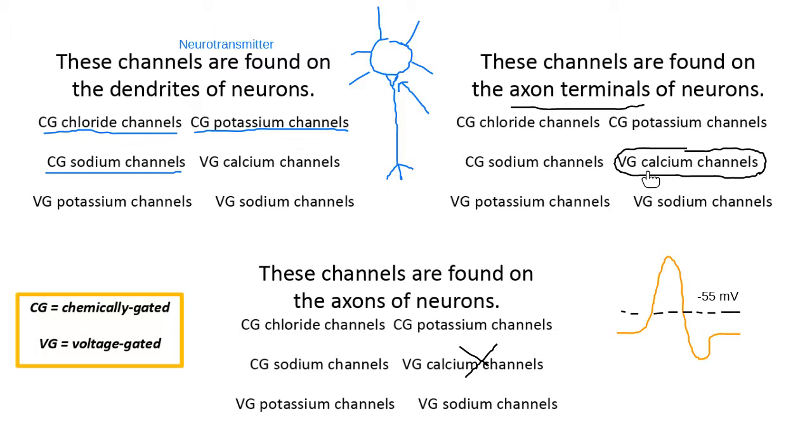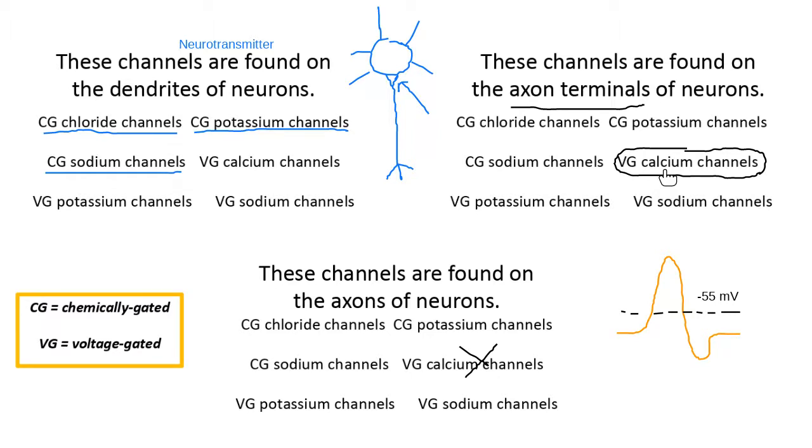So here's a wink, wink, nudge, nudge when we're working on the homework assignment. Don't tell me that the axons have voltage-gated calcium channels, because they don't. We can remember that because the job of voltage-gated calcium channels is to spit out neurotransmitters, and the only place I spit out neurotransmitters is at the axon terminal. So I've only got these guys at the axon terminal, because this is how I get my neurotransmitters to spit out.